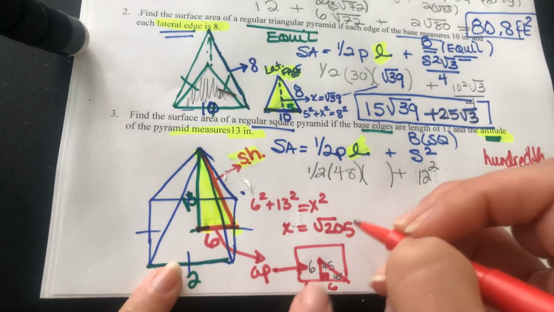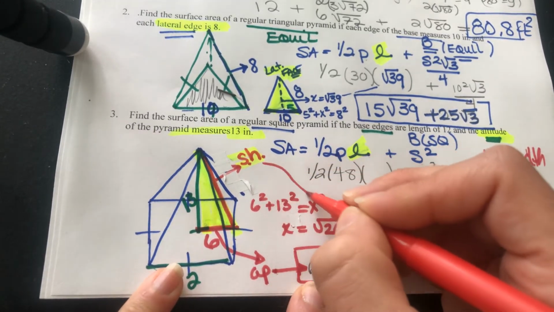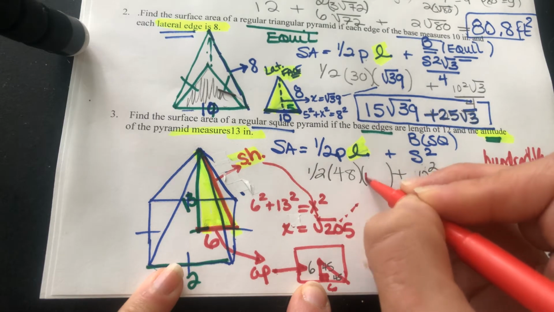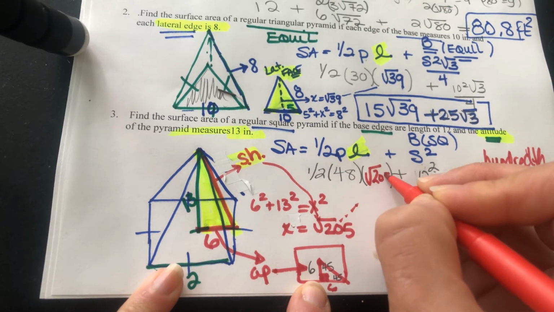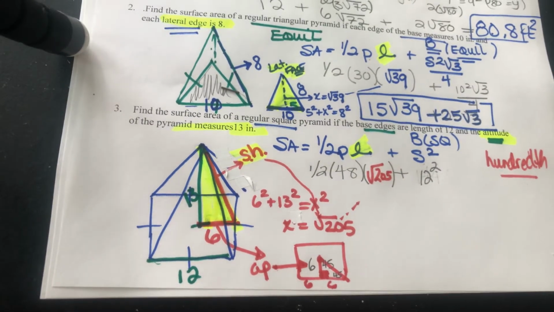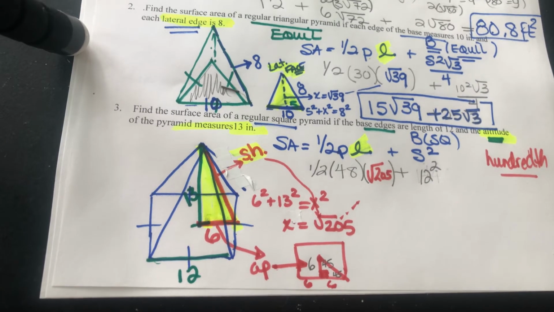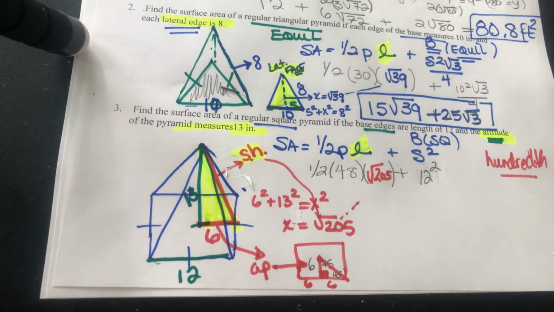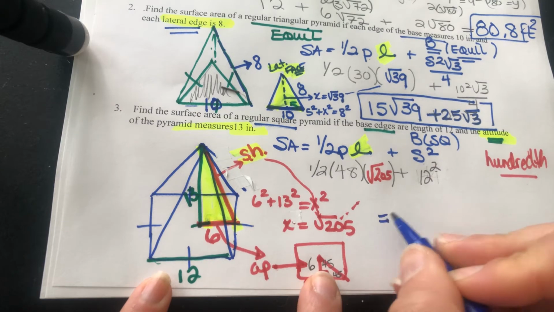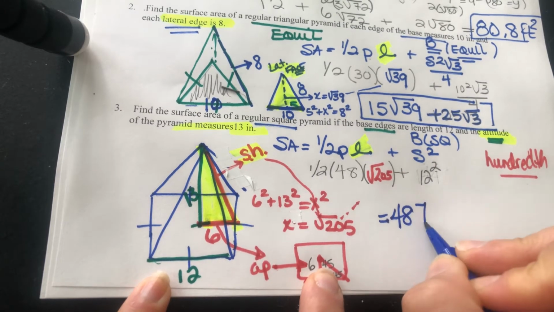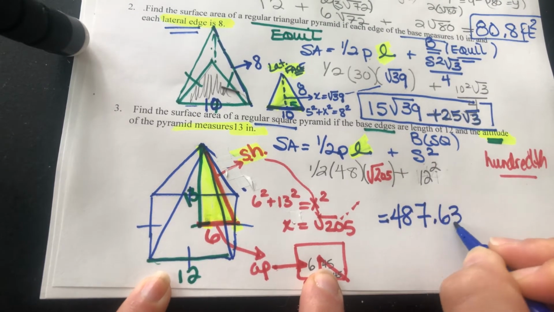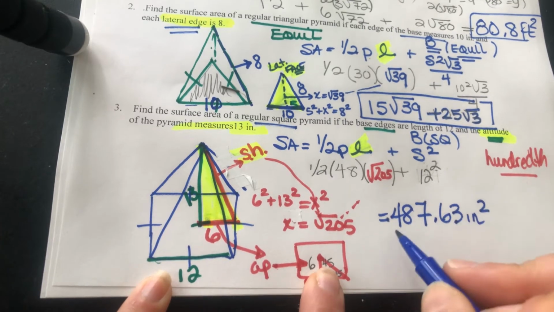Okay, so now I'm just going to take that value, which is my slant height, and I'm going to put it right here. So we got radical 205. Then, because it says the nearest 100th, I'm going to put it all in the calculator, exactly what you guys see. And we're going to get 487.63 inches squared.